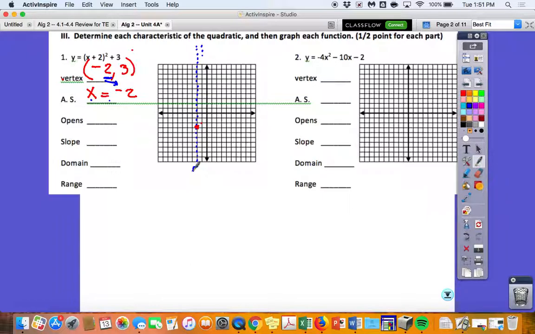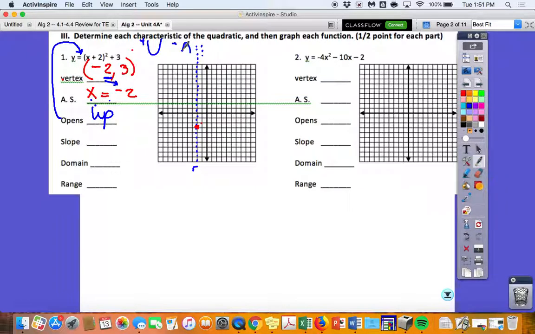Now, next question is, which way does this thing open? And hopefully you remember where to look, because your eyes, for which way it opens, need to look right there in front. Well, that's positive. Positive people smile. So that means this thing is opening up. So you should think, okay, it's like that. Negative: positive people smile, negative people frown. So that would be opening down.